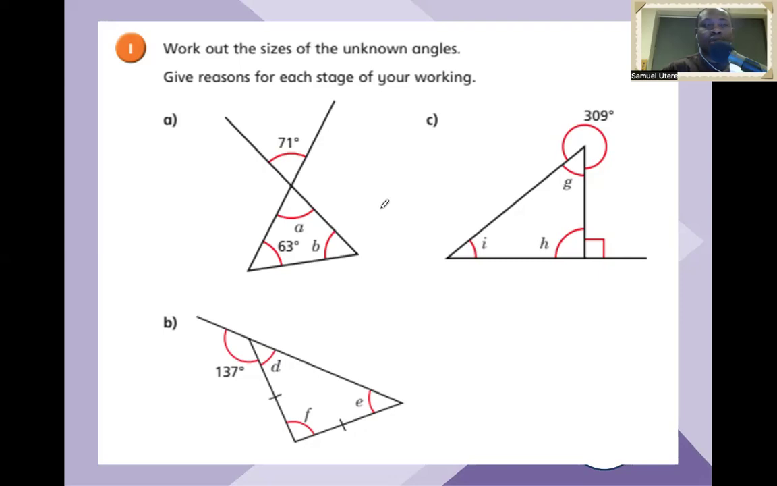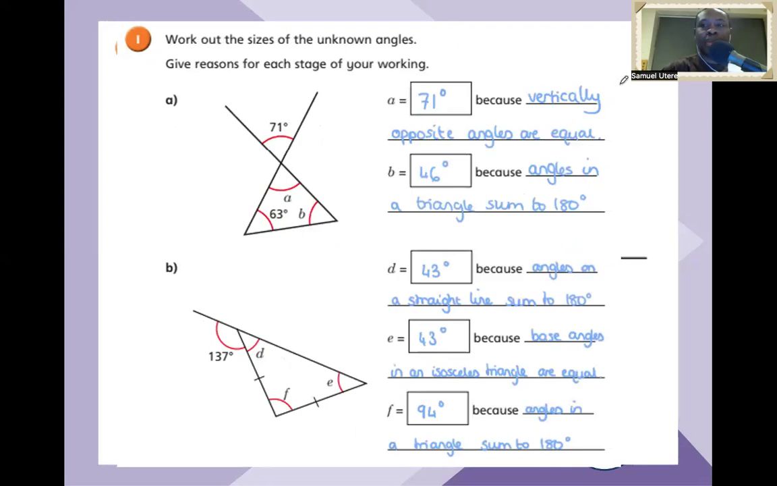Assuming you've paused the video and you've answered question 1, here are the answers. Let's discuss them. So for question 1, you were asked to work out the sizes of the unknown angles. And you were also asked to give reasons for each stage of your working. So A is 71 degrees. Why? Because vertically opposite angles are equal.